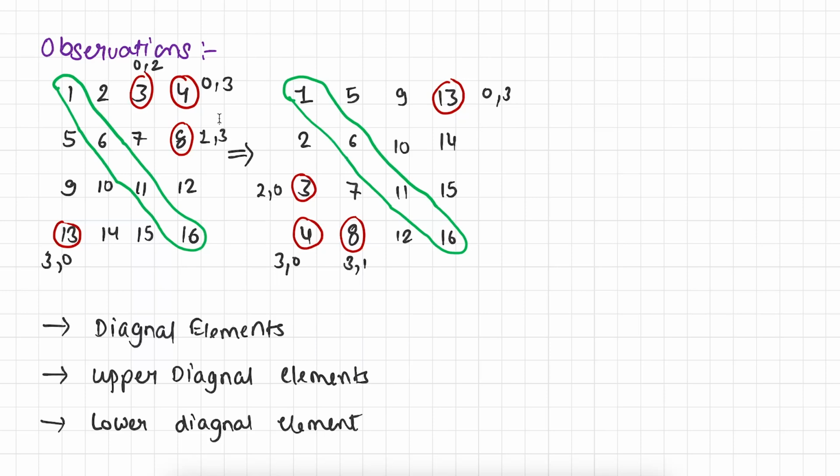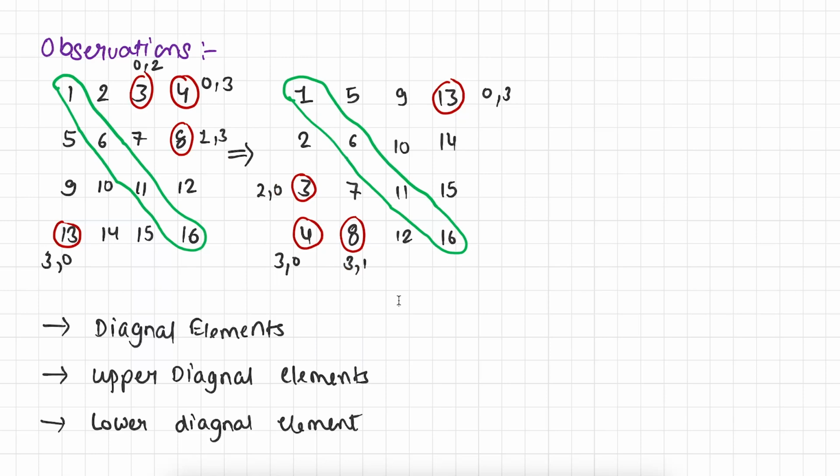And if you see the transpose of this matrix, the location of these elements changes. In the case of 4, from location 0, 3, it moves to location 3, 0. In the case of 3, it moves from location 0, 2 to location 2, 0. And in the case of 8, it moves from location 1, 3 to location 3, 1. So this is about the upper diagonal elements.